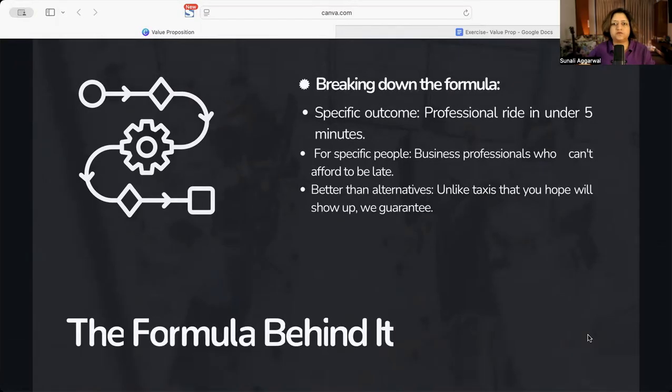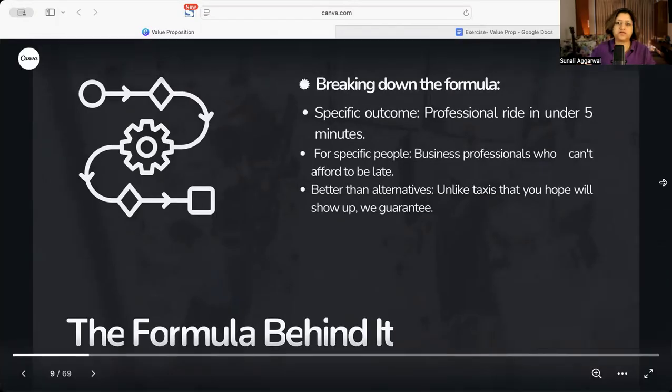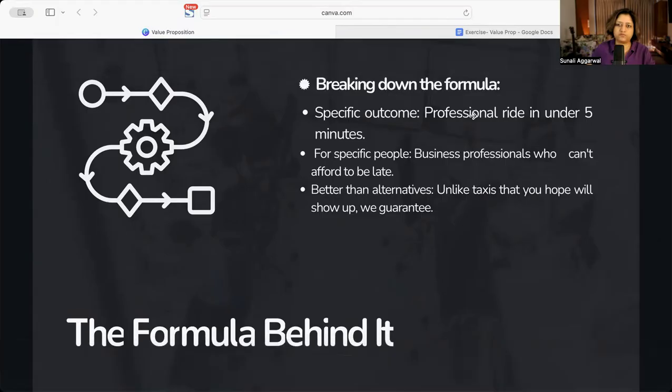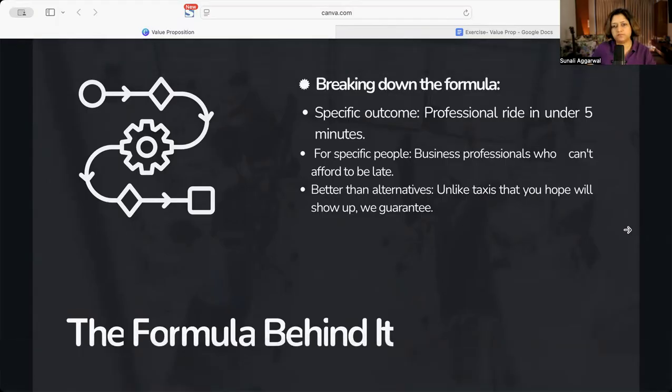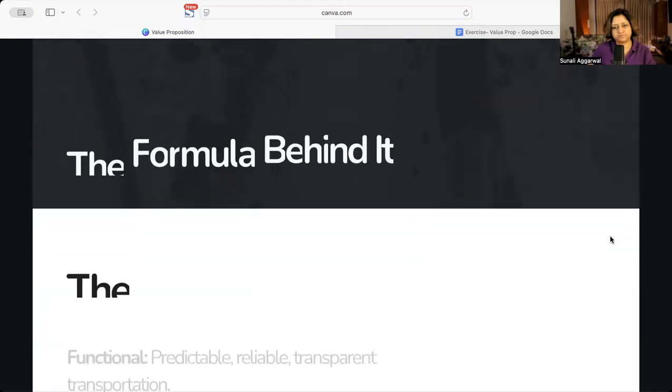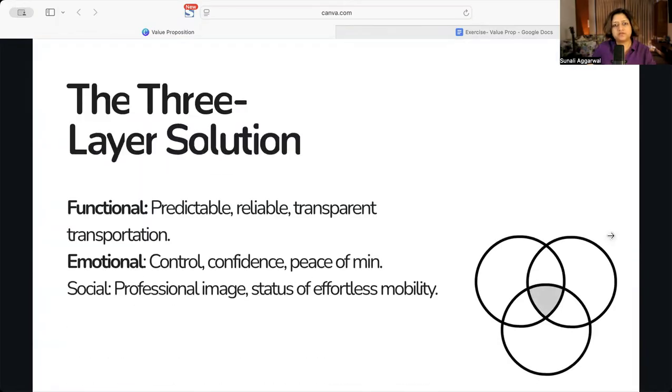So breaking down the formula: the specific outcome, a professional ride in 5 minutes for a specific customer, and best than alternative. The three-layer solution: functional, this was predictable, reliable, transparent. And how did one feel when they used the service? They felt more in control, confident, and there was peace of mind, right?